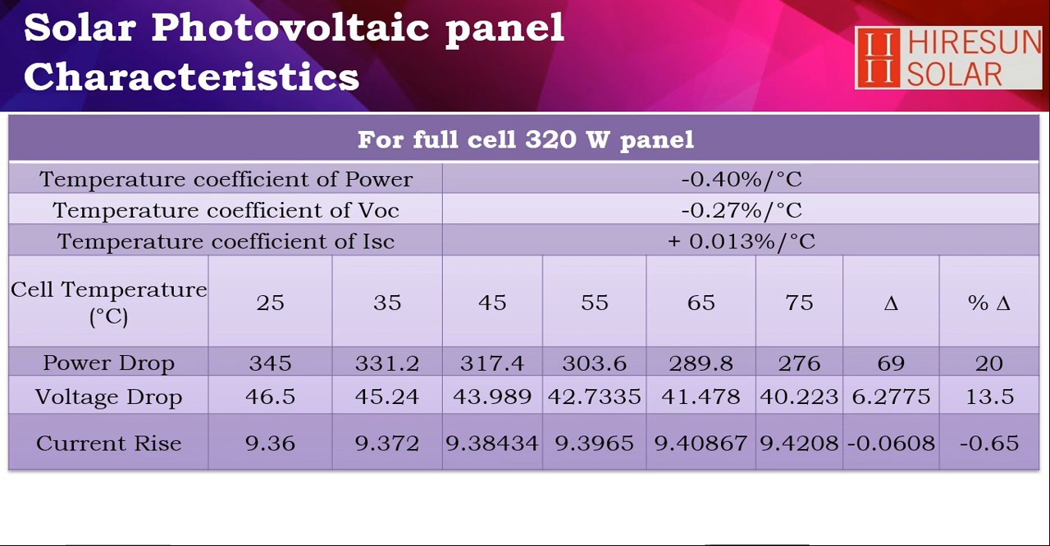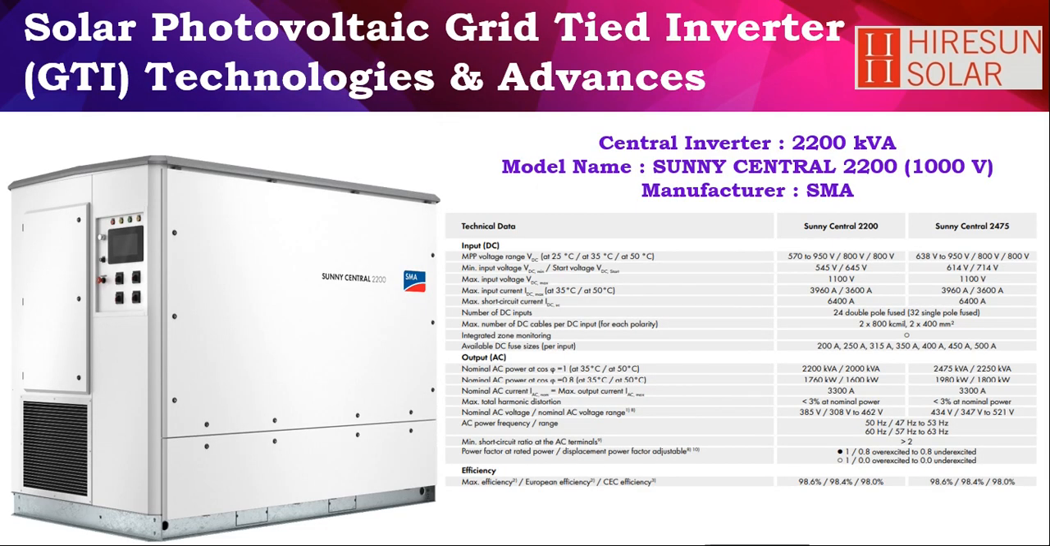So in this case, this is the change in cell temperature delta, and accordingly how much change in the voltage drop and current rise would be there for the typical solar panel of 320 watt each. And this is also the change in delta. I mean, a small change in temperature creates a huge impact in the radiation.